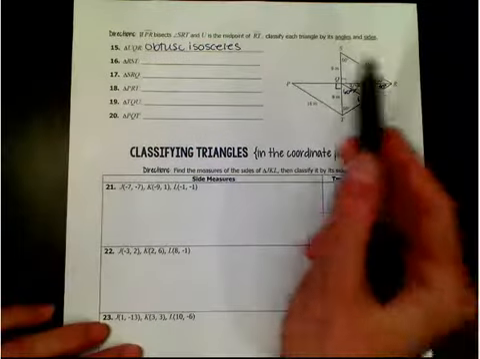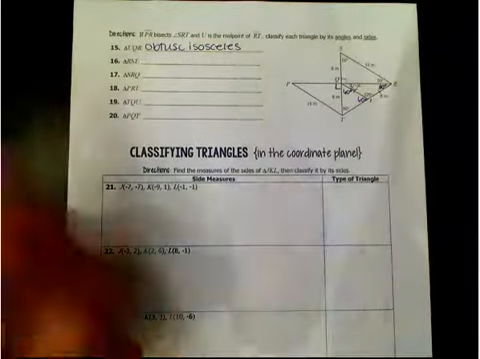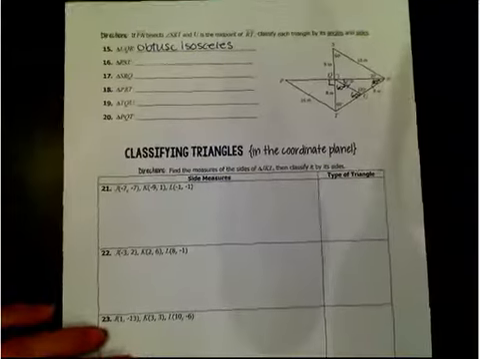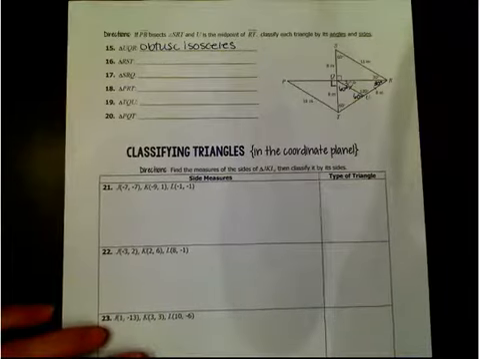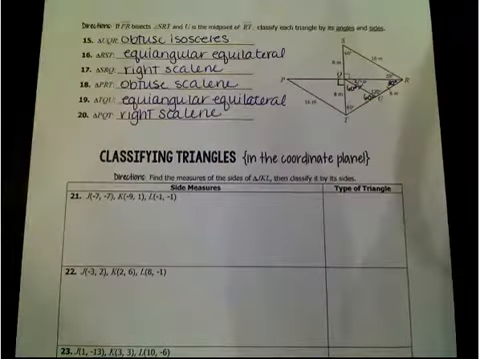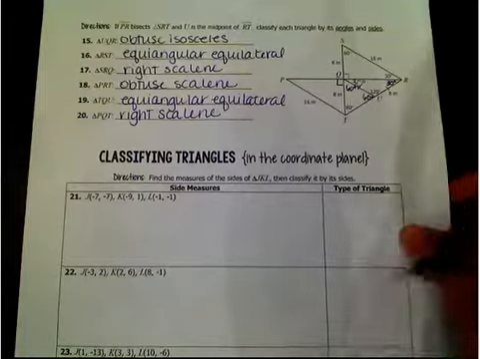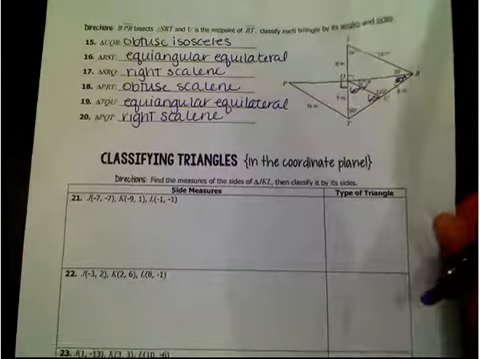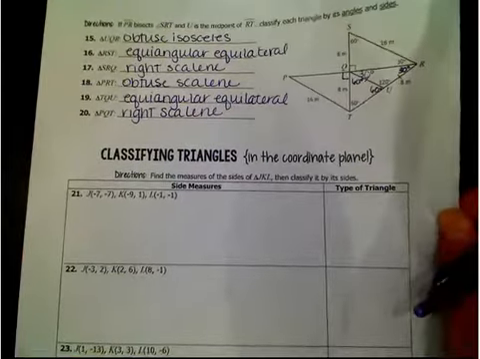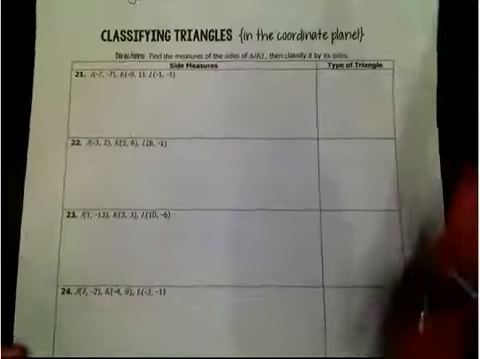So now with this information filled in and the first one done, go ahead and pause the video and try classifying the remaining triangles. Okay, so go ahead and check your answers, and hopefully that was not too difficult. Classifying should be pretty straightforward. You just have to memorize the different names and what they mean.